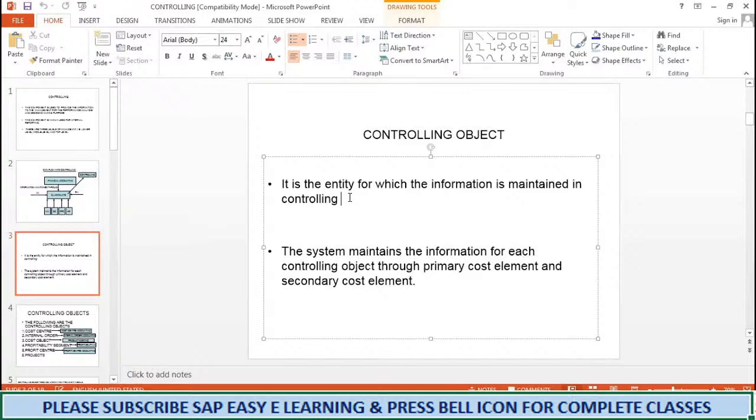These controlling objects are already defined in the system. You cannot maintain your own controlling objects. With reference to one of these controlling objects or all of them, you can maintain, process and analyze the information. The system maintains the information for each controlling object through primary cost elements and secondary cost elements. What are the primary cost element and secondary cost element? We will discuss later in cost element accounting.